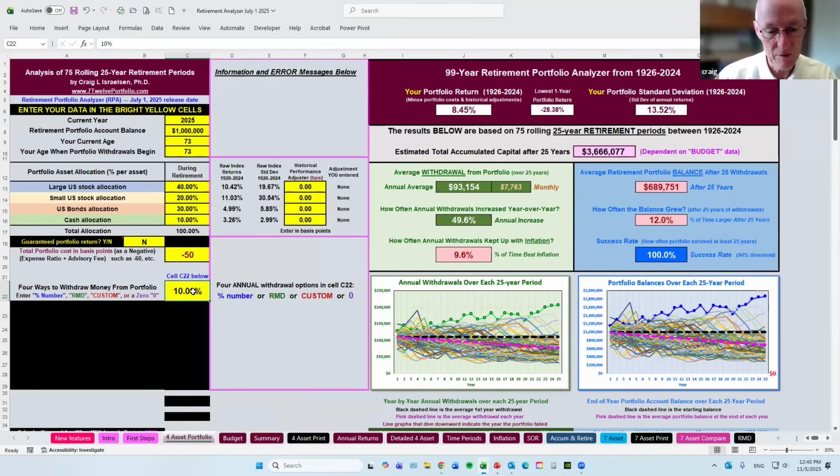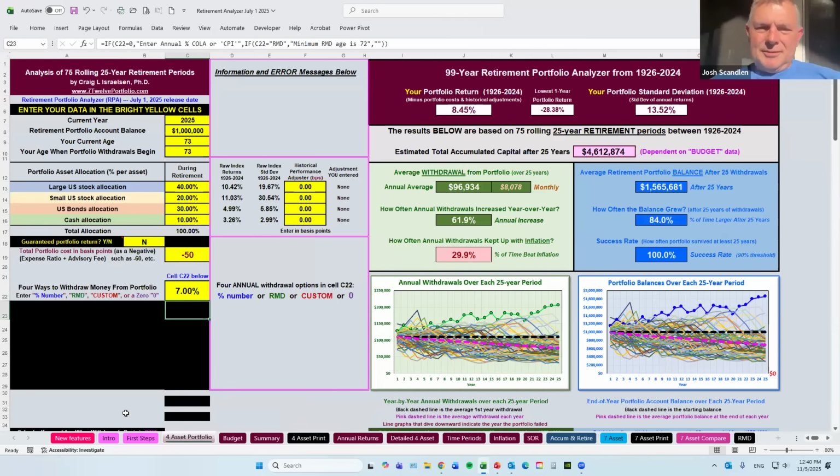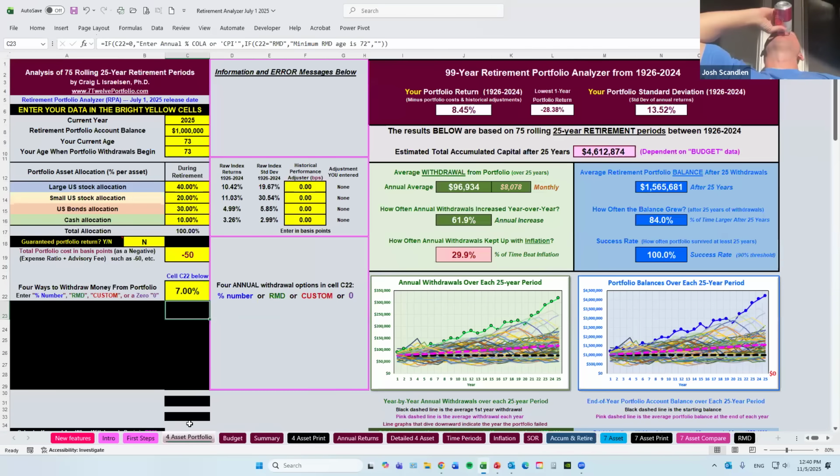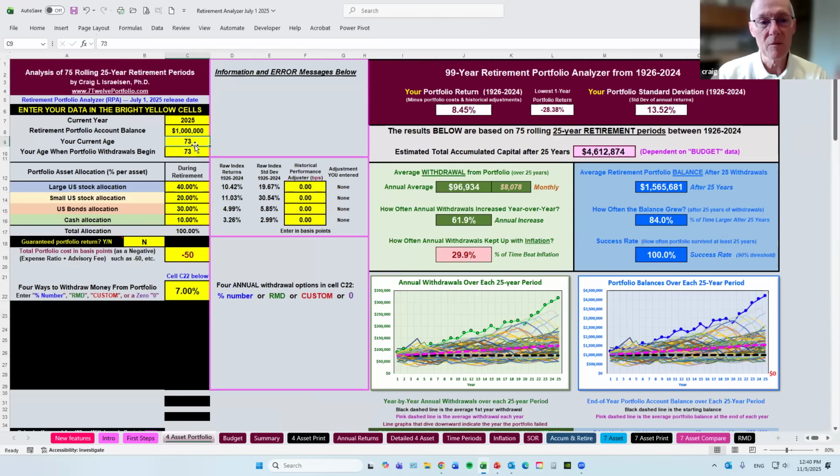Let's go to 7%. Now, I'm going to circle back on what Josh just illustrated, because this analysis focuses on a 25-year window. But Josh is saying, I'm sitting here, I'm thinking, dude, I'm not living 25 more years. My genetics don't support that idea.